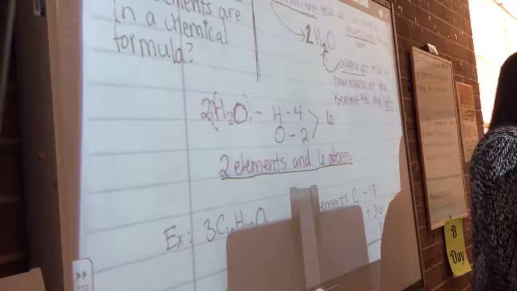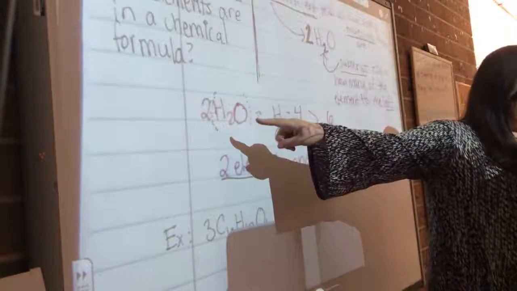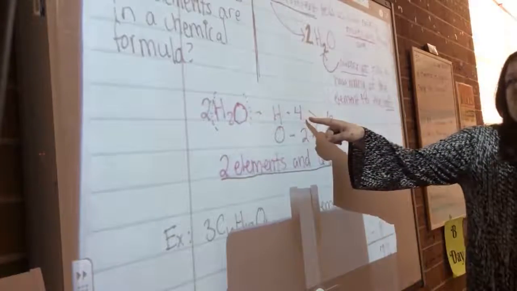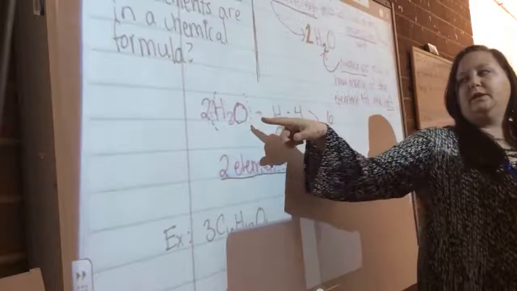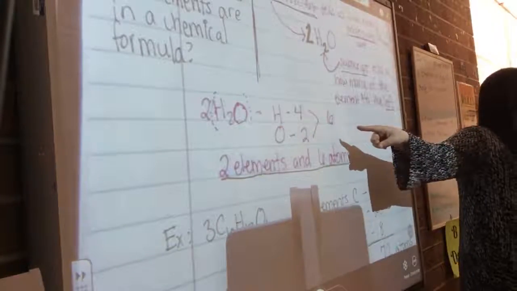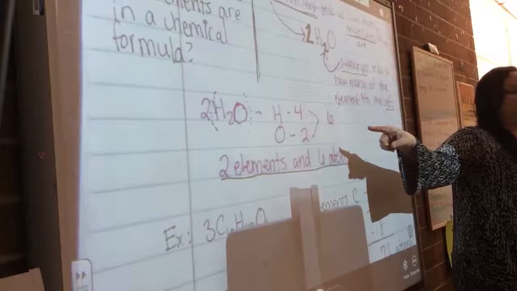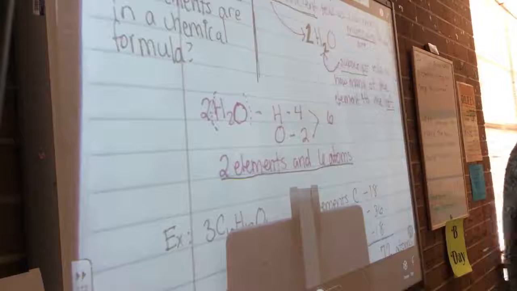You multiply. So 2 times 2 is 4. So I have 4 hydrogens. I only have 1 oxygen, so 2 times 1 is 2. I have 6 atoms altogether with 2 water molecules. 2 elements and 6 atoms.